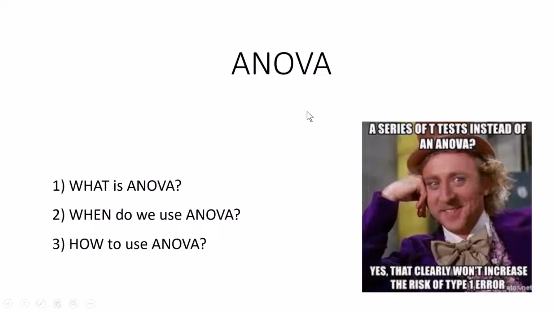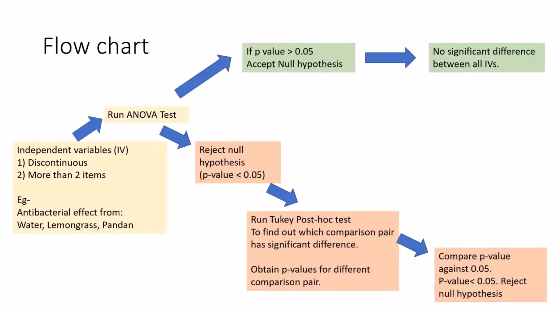You will also notice there will be some slides that are common. I just want to briefly introduce what ANOVA is, when we use it and how we use it. This is a flow chart explaining how it works. For example, if your experiment has an independent variable that is discontinuous and has more than 2 items, e.g. antibacterial effect from water, lemongrass, and pandan essential oil, because you have more than 2 items, you run an ANOVA test.